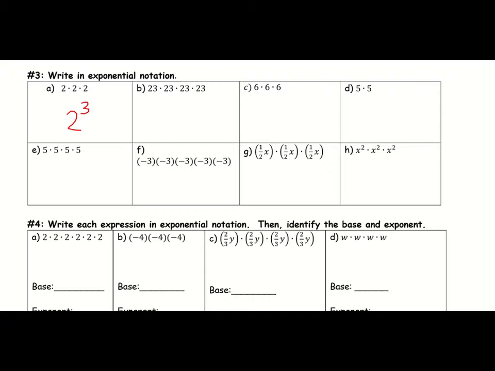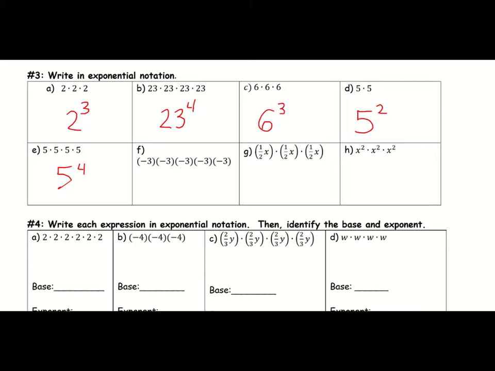Letter B, 23 times 23 times 23 times 23. My base is 23, and that's being raised to the 4th power because it was multiplied by itself 4 times. That's why I see 4 23s. Letter C, I've got 6 to the 3rd. D, I've got 5 squared. So I'm just taking the number, and the exponent's how many times I see it. E would be 5 to the 4th.